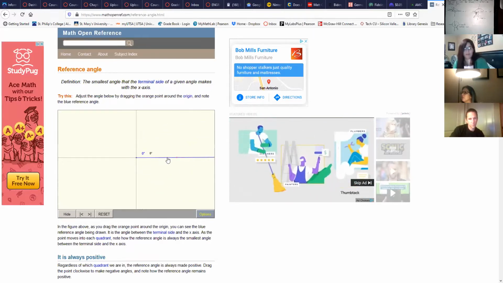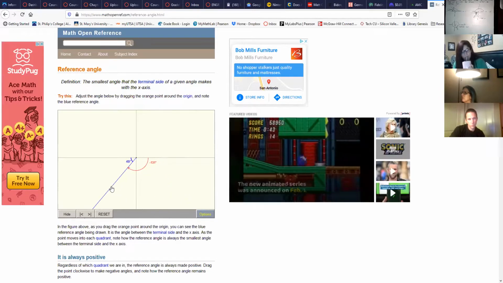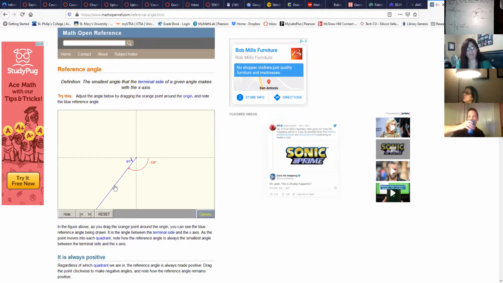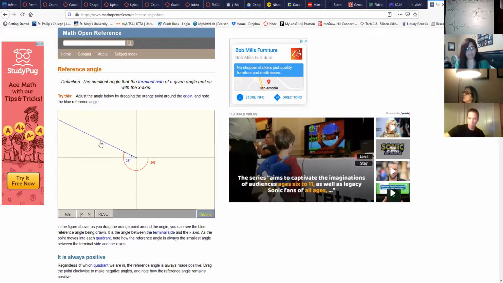Now, if I have a negative angle, does that change my reference angle? Still the same idea, right? You're still trying to figure out how far am I from the x-axis? How far am I from the x? That's what the blue is telling you. Okay?